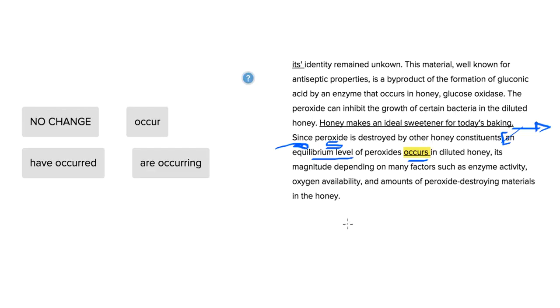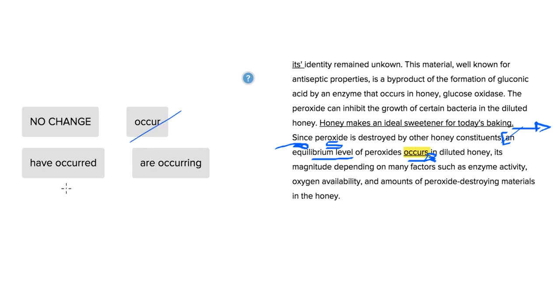So think about it this way. A person does, but two people do, right? A person or an event occurs. Two events occur. So a single one alone is going to require that you have an S at the end of your verb. So occur can't be the right answer.